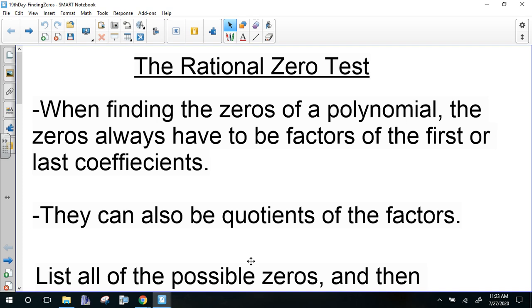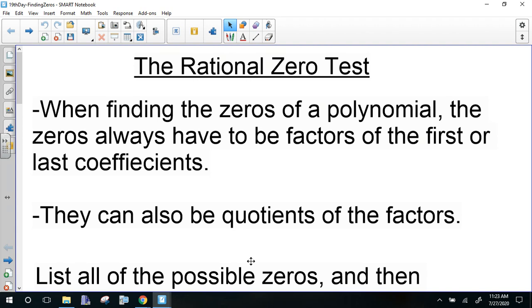There's one other test that I'd like to show you in this section, and it's called the rational zero test. What this does is help you find the zeros for a polynomial; it narrows it down for you. We'll use the rational zero test to narrow it down. We'll use synthetic division to make it exact.